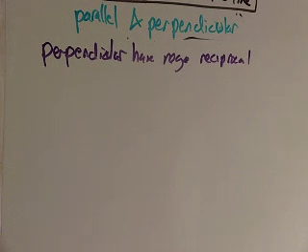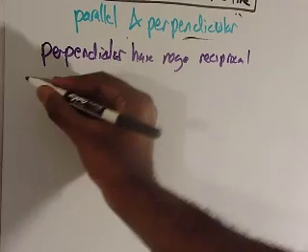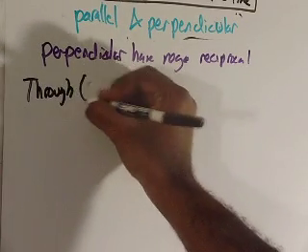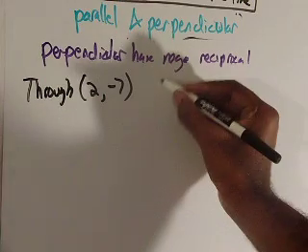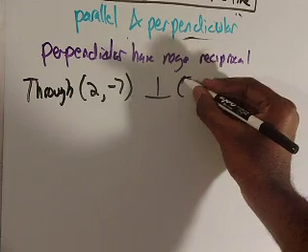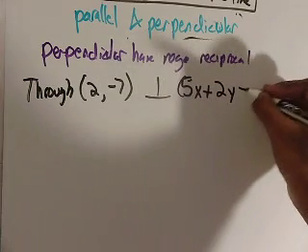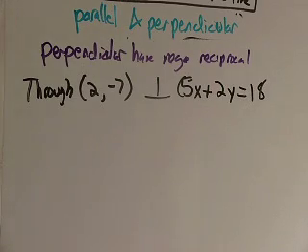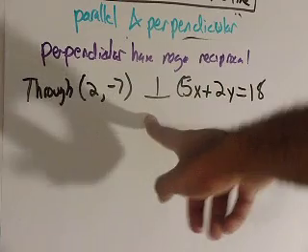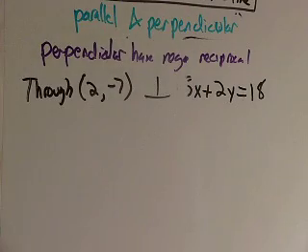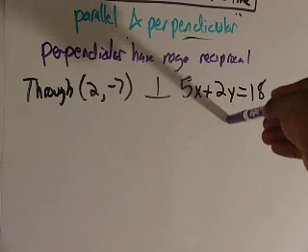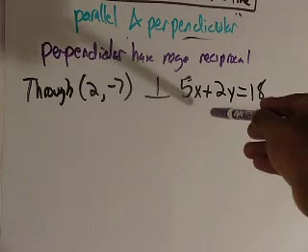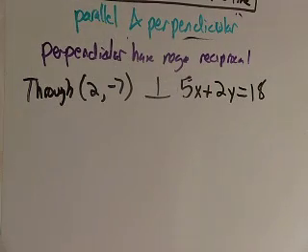So let's say they say the line goes through (2, negative 7) and is perpendicular to 5x plus 2y is equal to 18. And this little symbol right here means perpendicular. Well, the first thing we've got to do is figure out what the slope of this line is. So to find the slope of this line here, we need to solve for y.